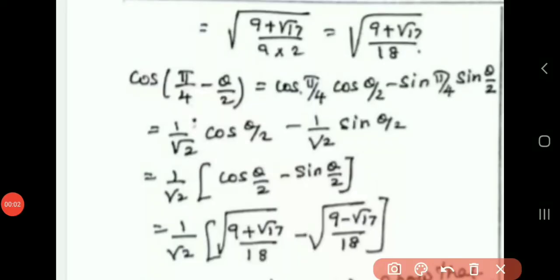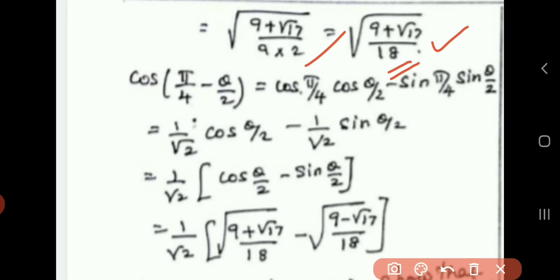After taking the LCM, it becomes square root of 9 plus root 17 by 9 into 2. So 9 2s are 18 here. At the numerator we have square root of 9 plus root 17. Keep as it is. We couldn't do anything there, so we couldn't simplify it. Keep as it is there.